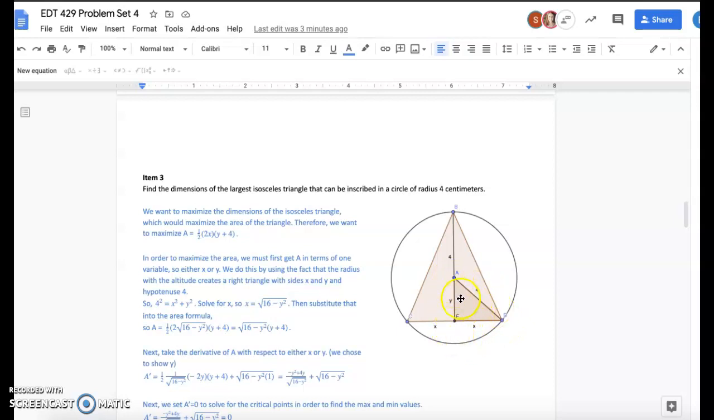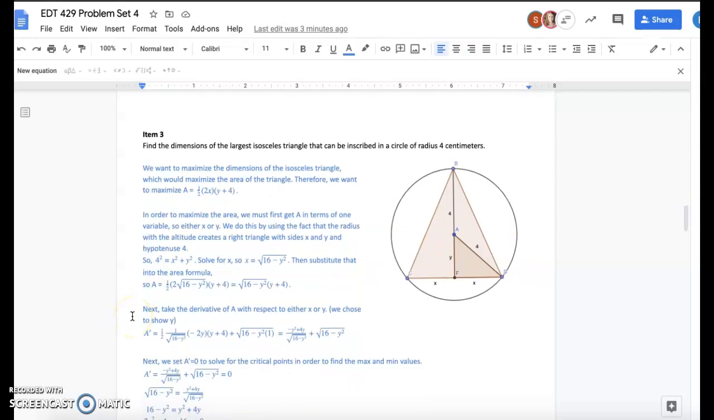So then we know that this would be a right triangle because we can drop the altitude. I labeled these both x, and then I labeled this y. So y plus 4 is our height and 2x is our base. In order to maximize the area, we have to first get A in terms of one of the variables, so either x or y.